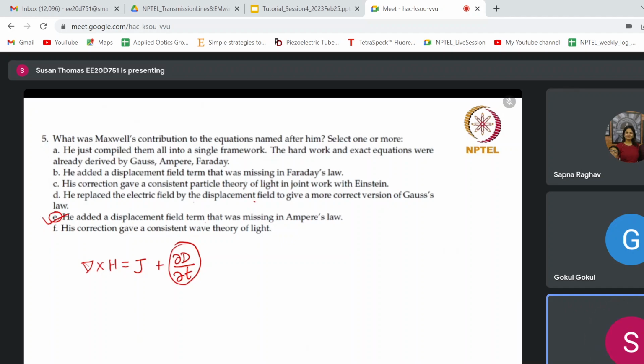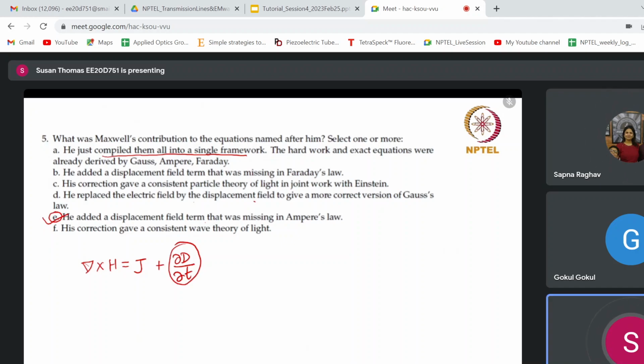Now we can't say that he just compiled them all into a single framework. Ma'am, I understood this. May I answer? Yeah, please. Because he didn't only compile, he added an element. That is why A is not an option. Yeah, true. That is what I wanted to convey.